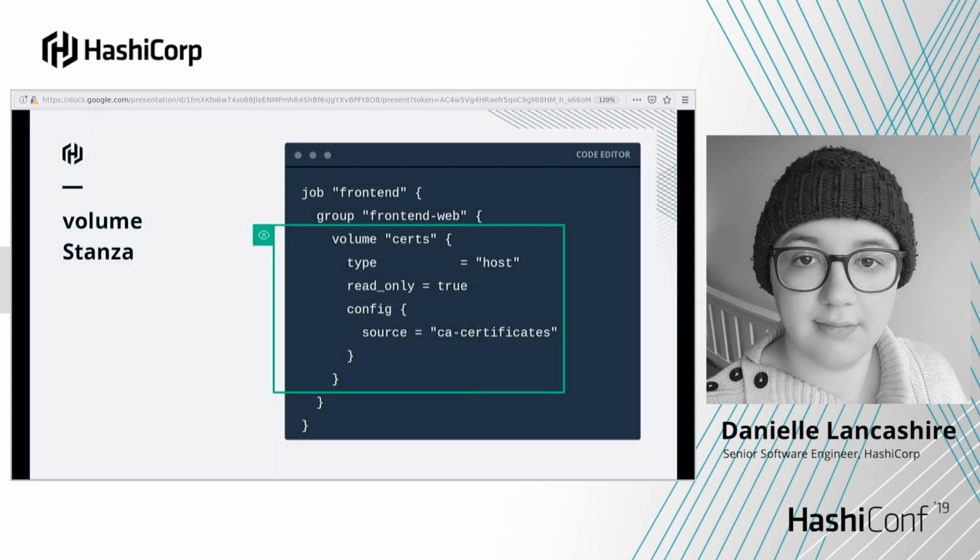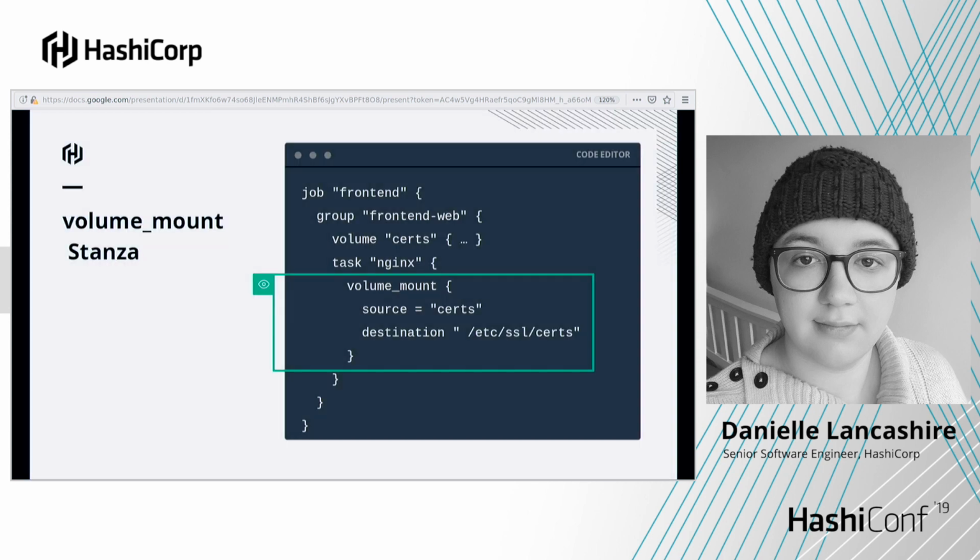And then in your job, you specify that your job needs a volume, that it's a host volume, that you only want read-only access, and the source volume that you should be trying to find. Then in any of your tasks, you can choose a different mount point for your volume. So in this case, we mount it to /etc/ssl/certificates in our Nginx application, and then we go and run the task, and everything is happy, and it gets mounted in.